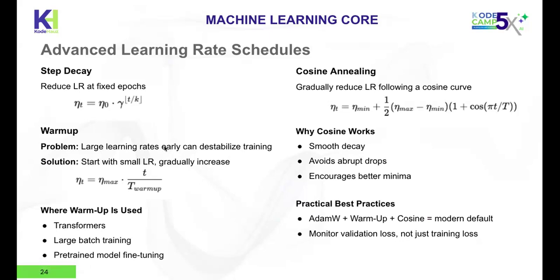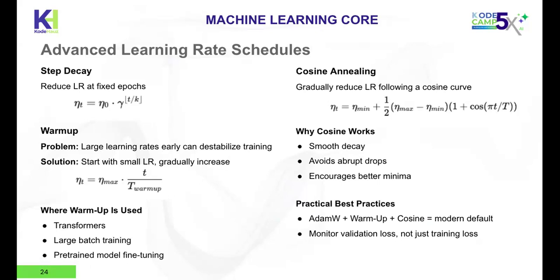Warm up is a situation where, in some cases when you're training neural networks, you don't want to start with a very high learning rate because that will degrade the neural network, especially if you're doing fine tuning. A neural network has already been trained, right? If you start with a very large, high learning rate, you will just destabilize training and damage the model. So in that case, we do what we call warm up.